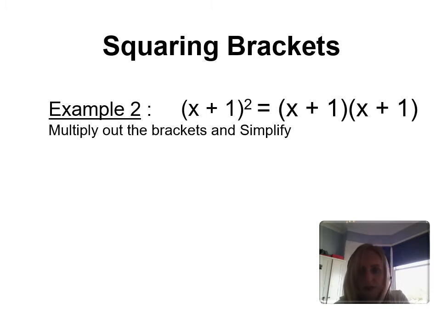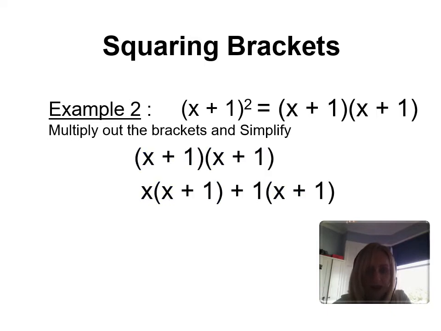Okay, we don't need to put a multiplication sign between those two brackets. We know that it's multiplying. When we see two terms together, they are multiplying. And then we can just follow the same process. So split the first bracket and multiply by the second. So it becomes x times (x plus 1) plus 1 times (x plus 1). And then we'll just multiply that out.